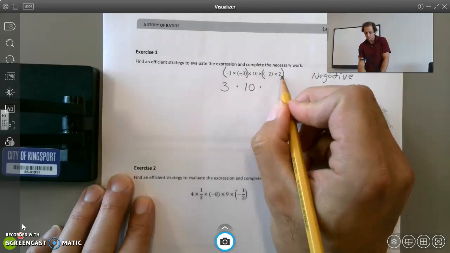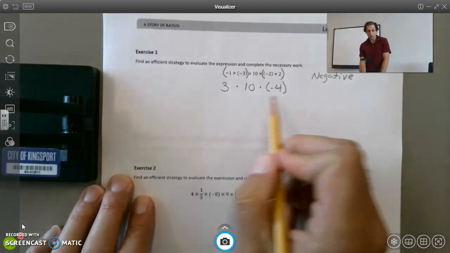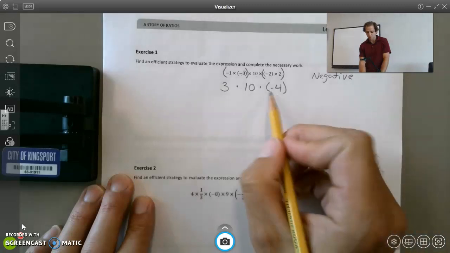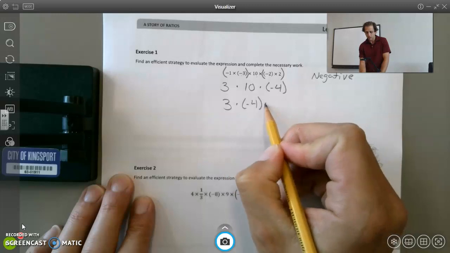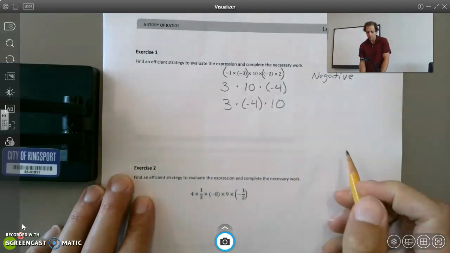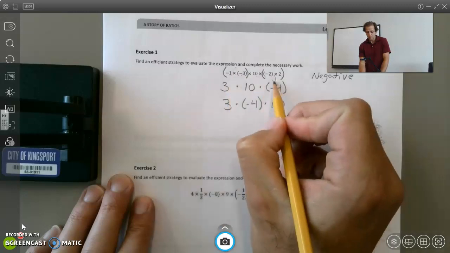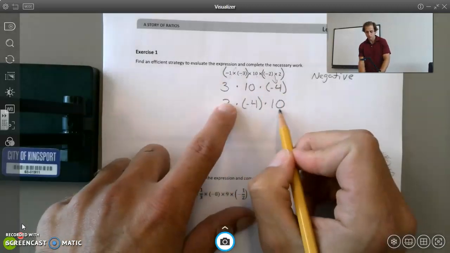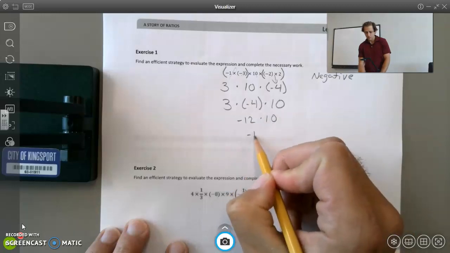Negative 2 times 2 is negative 4. And now I'm going to change the order because I think it would be easiest to multiply 3 times negative 4 first and then multiply by 10. So this was associative. This was commutative. Now I've got negative 12 times 10. That becomes very simple multiplication.